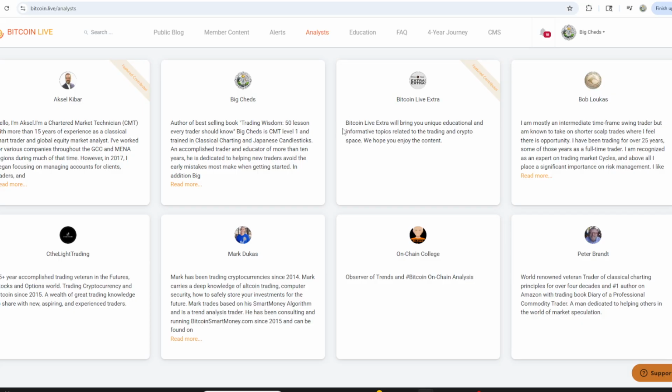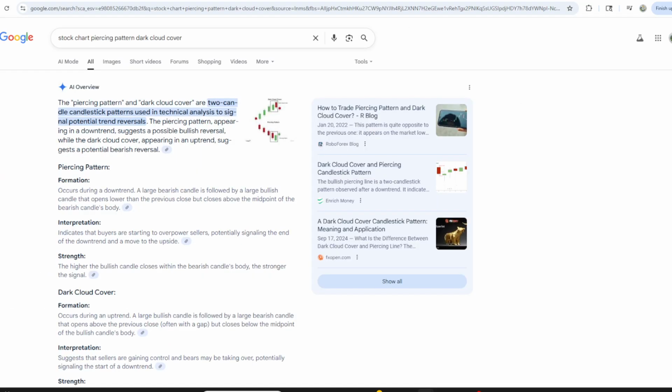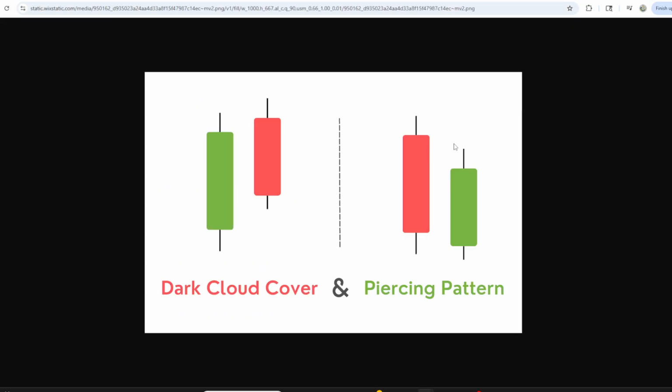For today's lesson, we're going to talk about the idea of the dark cloud cover and the piercing pattern. You can see a brief overview of what these things are. These are essentially two candle reversal patterns. You have a strong move up and a close below the midpoint of the prior candle, the dark cloud cover. It has an ominous name. And the piercing pattern, where you have a move down and a close above the midpoint of the prior candle.